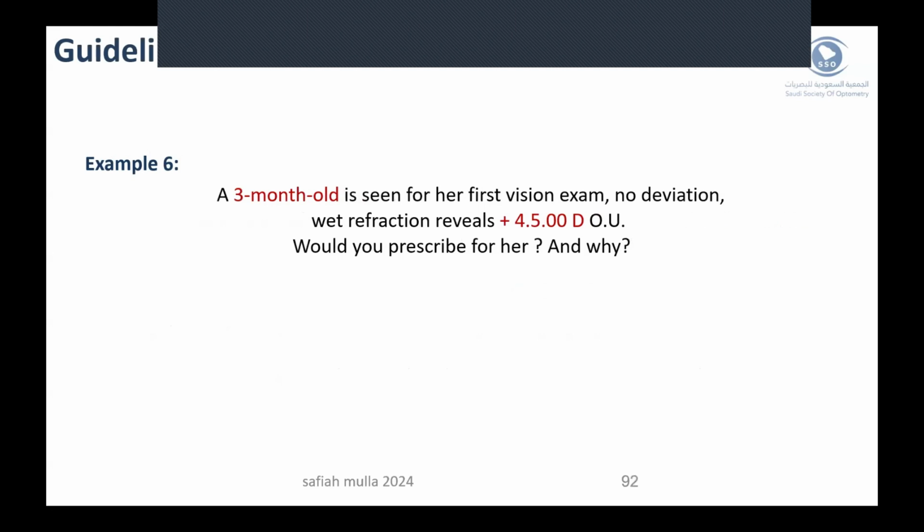Okay, this is another case. So we have a 3 months old seen for the first time. So all your patients are new patients. No deviation. Okay, so we have no strabismus. A wet refraction reveals +4 in both eyes. And he's 3 months old. So what do you prescribe and why?